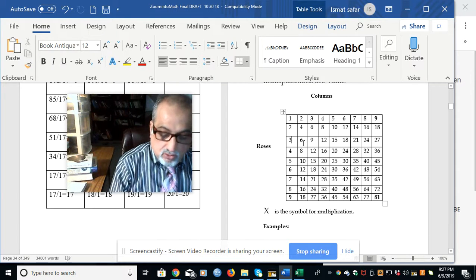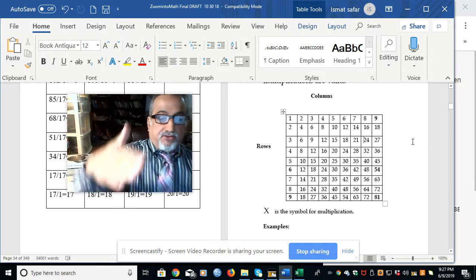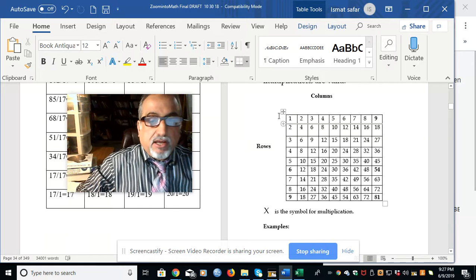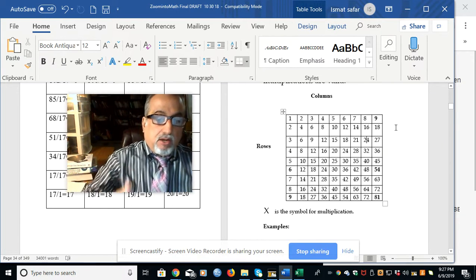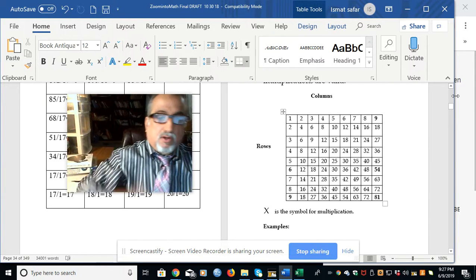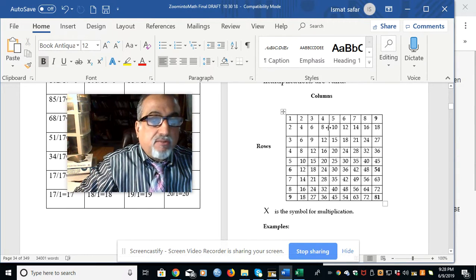We go to where the 8 and 3 intersect, right? They meet. 8 here and 3 times 3 is 24. It has to be where the 8 and 3 meet. Okay? 9 times 3, where do they meet? They meet here at 27. So that is 9 times 3.